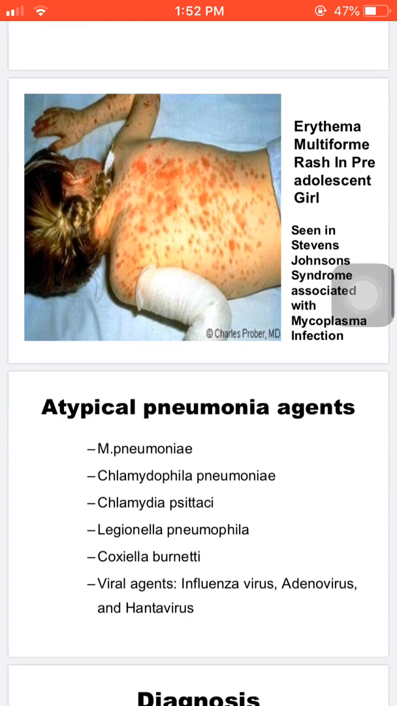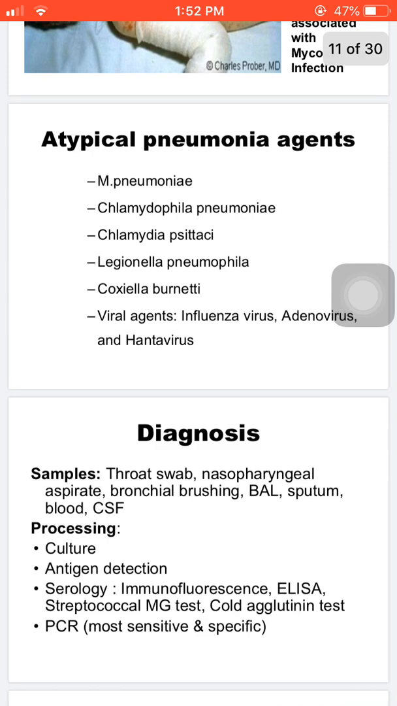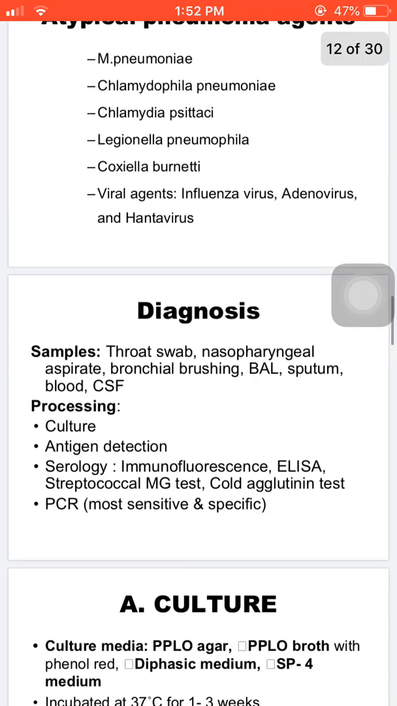Now let us look into other agents which cause atypical pneumonia apart from Mycoplasma pneumoniae: Chlamydophila pneumoniae, Chlamydia psittaci, Legionella pneumophila, Coxiella burnetii, adenovirus infection, and influenza virus infection. All these also cause atypical pneumonia.